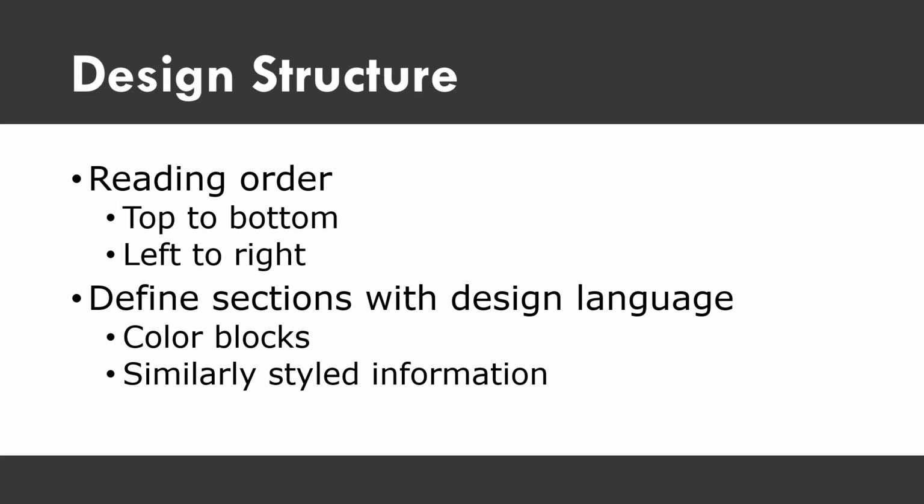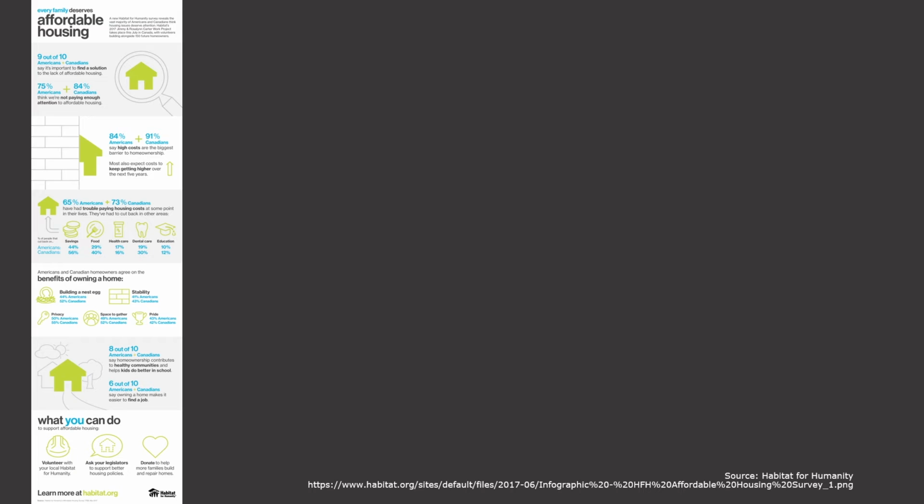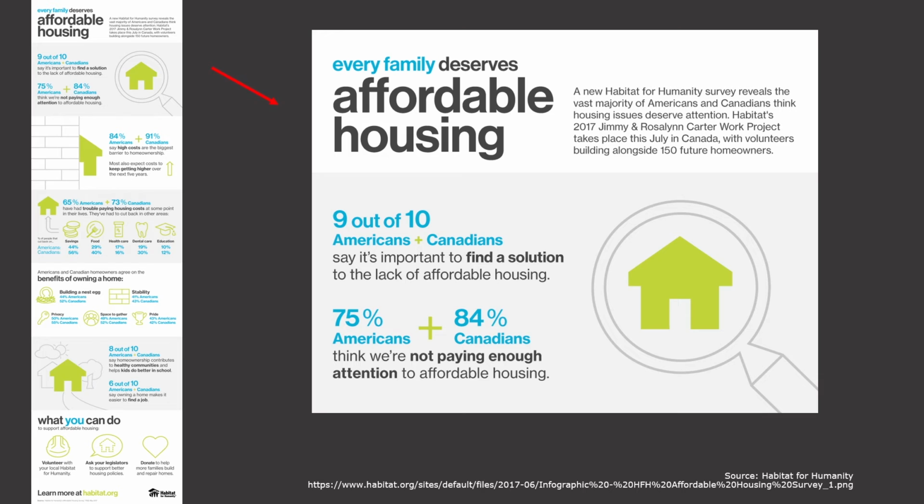You should also define various sections with your design language. Frequently, this is done with color blocks, but you can also just stylize the information or data visualization similarly. This infographic, for example, from Habitat for Humanity about affordable housing, uses alternating color blocks in order to make sure that these sections are clear. It starts with a white color block with the title, "Every Family Deserves Affordable Housing," with affordable housing really highlighted, so we instantly know what it's about.